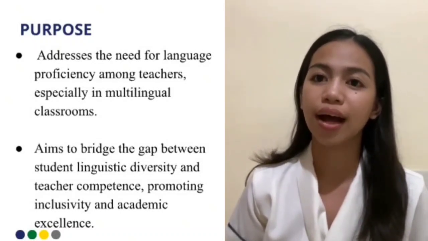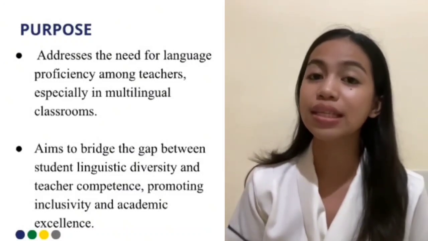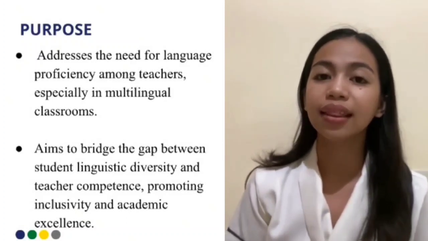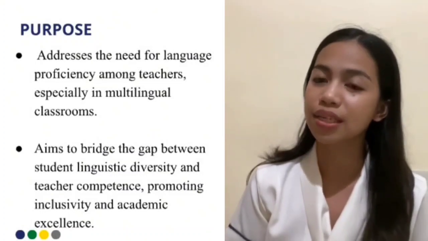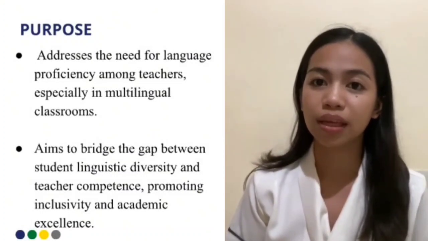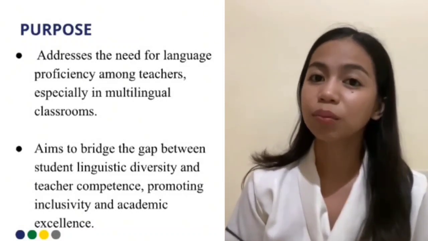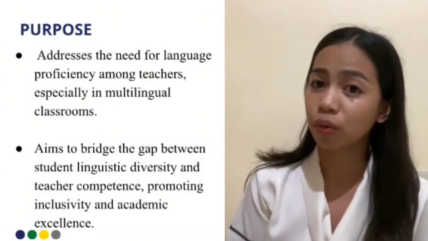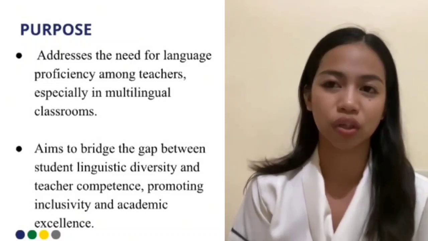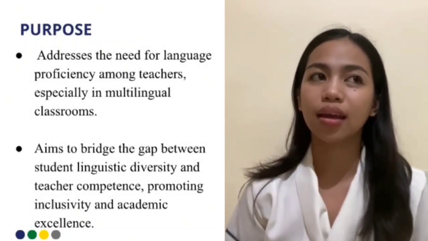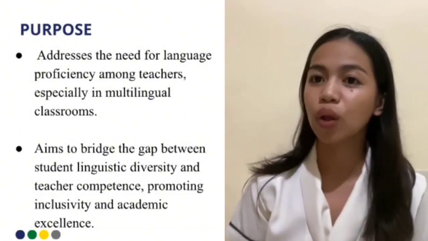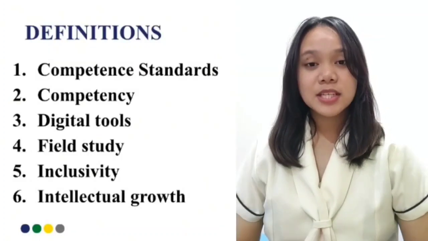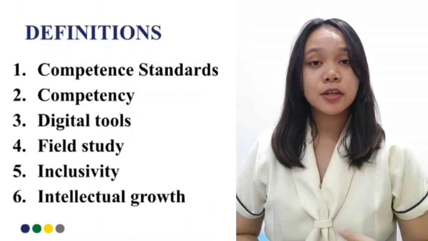So, it aims to ensure that the teachers are proficient in the language of instruction to facilitate effective communication and learning. The second one is it aims to bridge the gap between student linguistic diversity and teacher competence, promoting inclusivity and academic excellence. So, the second bullet highlights the policy's goal of reducing the disparity between the diverse language backgrounds of the students and also the competence of their teachers. By doing so, it seeks to create a more inclusive educational environment where all students can excel academically regardless of their linguistic diversity.